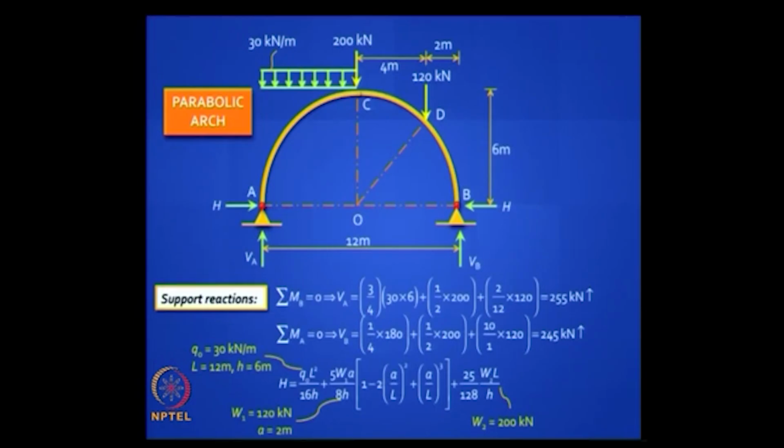5 by 8 into W, I am calling it W1 here. Here A is how much? 2 meters. A is the smaller value, please note. Then due to the symmetric concentrated load at the crown, 25 by 128. Can I move ahead? This is easy to do, it's solved in the book. You get some answer.